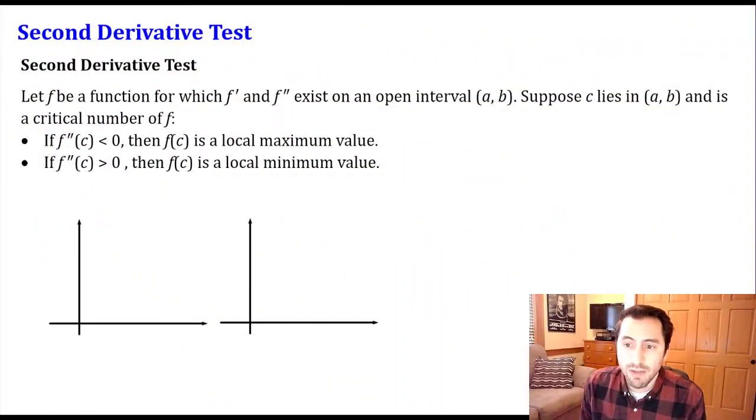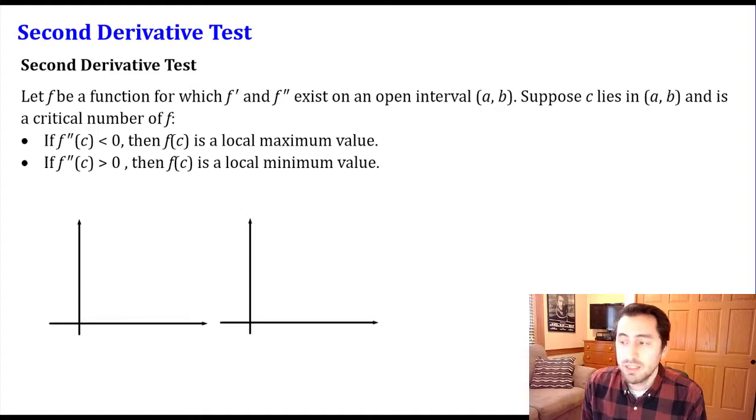It says, let f be a function for which the first derivative and the second derivative exist on an open interval from a to b. So that's important. We need the first and the second derivative to exist. If they don't, we actually can't use the second derivative test. And then suppose that c lies in this interval from a to b and is a critical number of f.